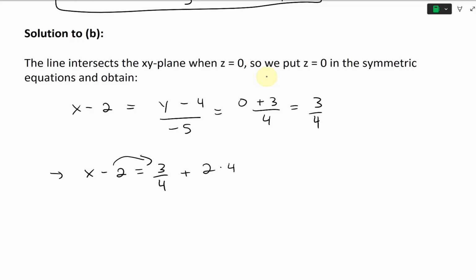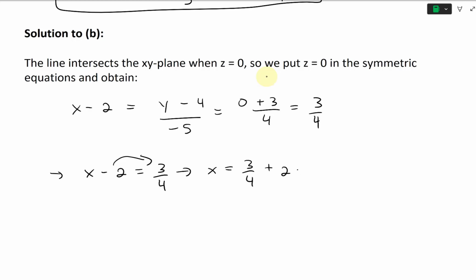And multiply top and bottom by 4, so we have the same common denominator. This equals 2. Actually, we'll do that after. So we move it over, and then we're going to have x equals 3 over 4 plus 2. Again, times by 4 over 4, like this. Write this a bit neater.